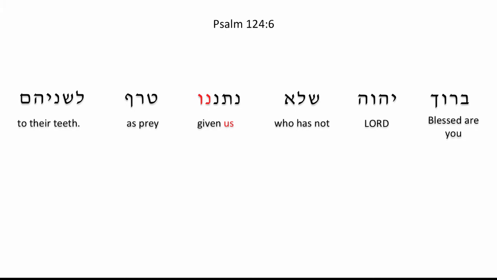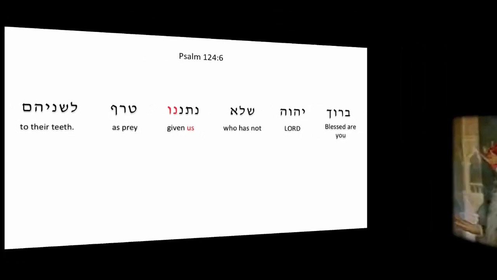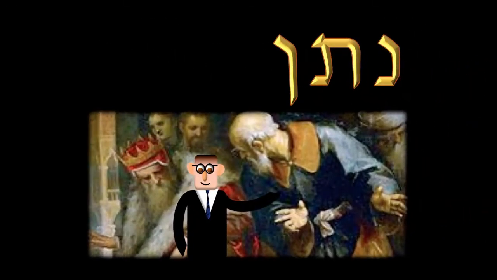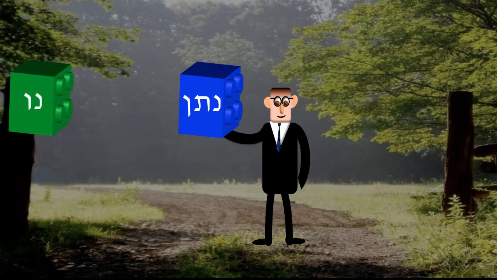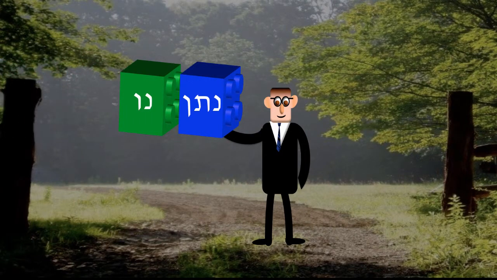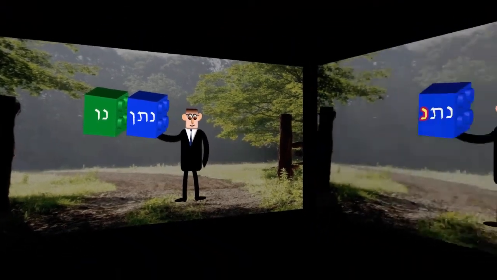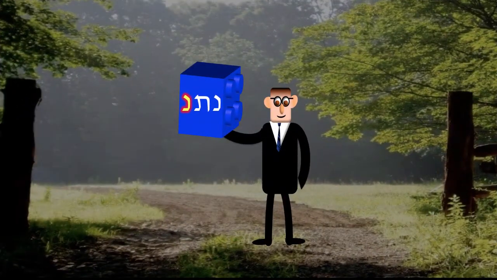And there it is. There's your nu that's attached to a word. Can you figure out the rest of that word? A hint: yes, right there we have Natan. Natan. And we have the attachable nu. What happens when they come together?